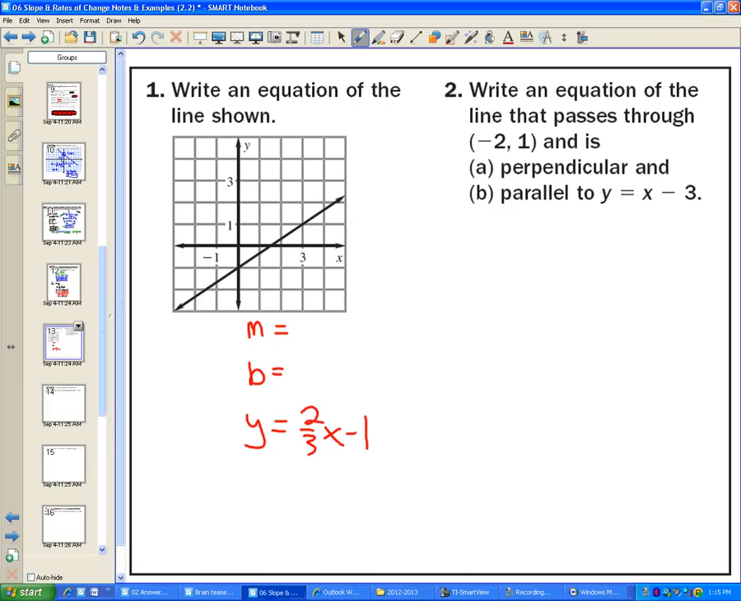Over here, you need to find a and b. For a, for perpendicular, I got y equals negative x minus 1. For parallel, I got y is equal to x plus 3. See if you can pause now and see if you can get those three answers.